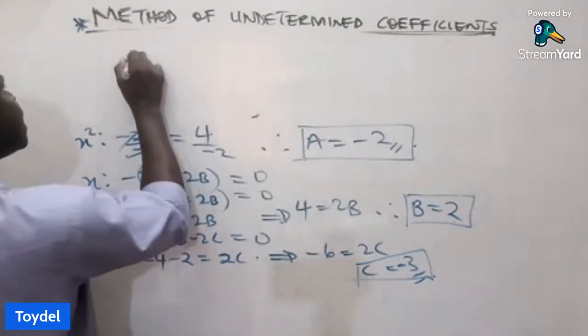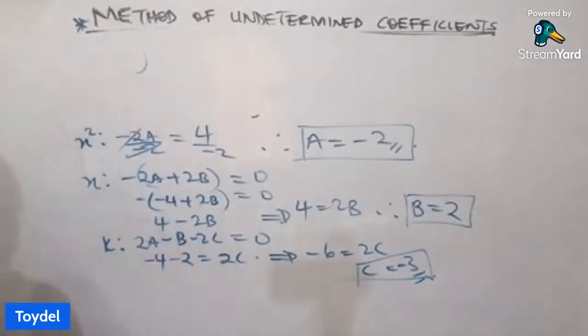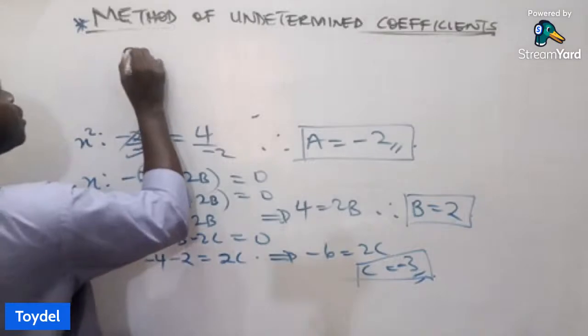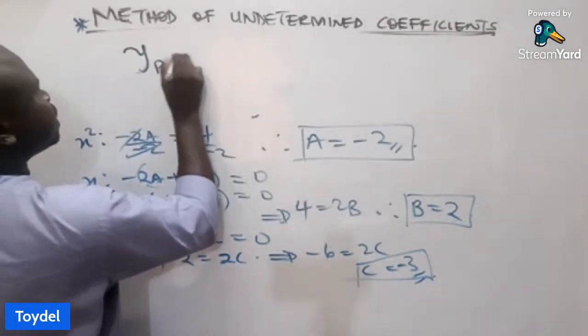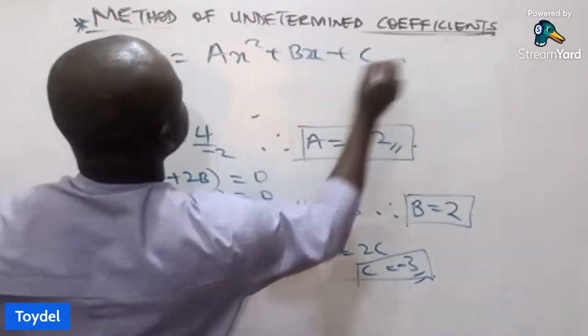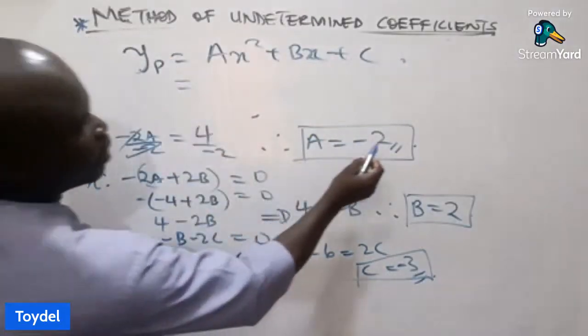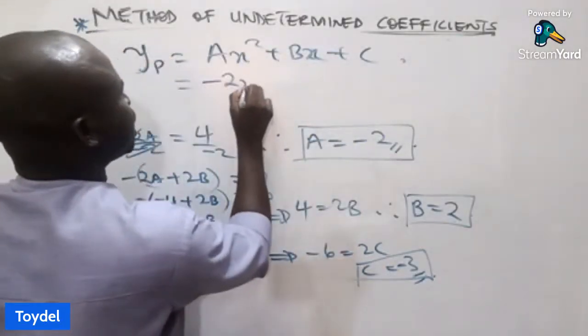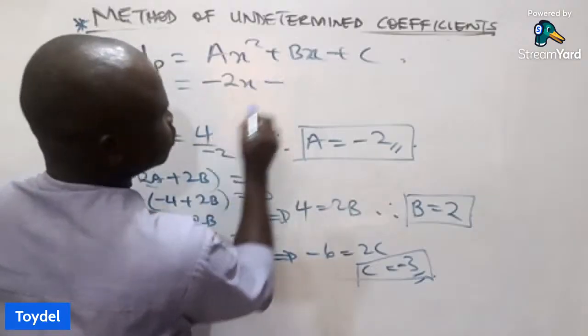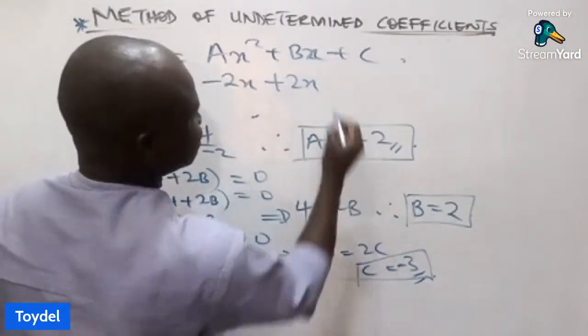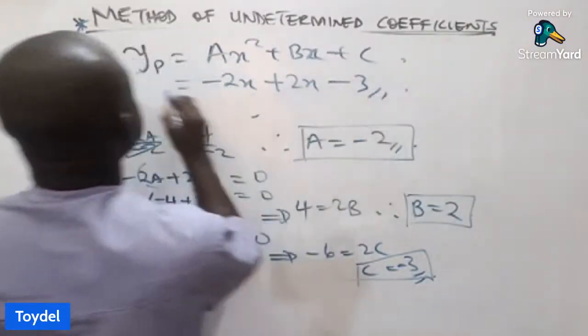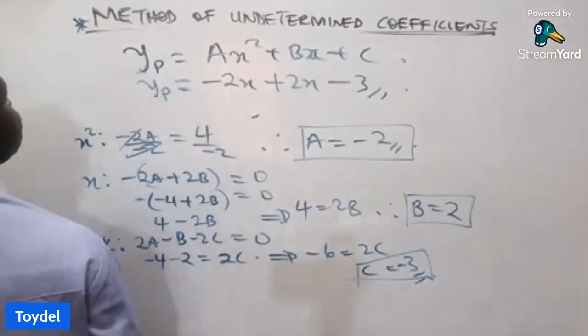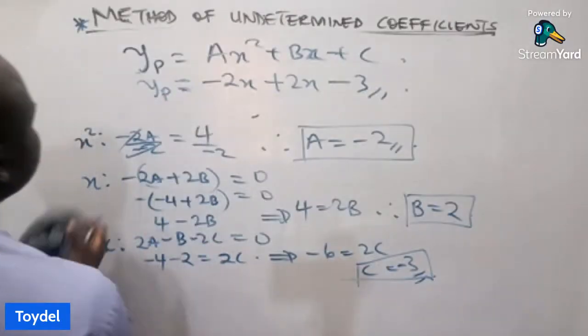What is y of p? The particular solution is assumed as what? Y subscript p we assume to be ax squared plus bx plus c. So we have got the value of a to be minus 2, so we say this is minus 2x squared, b is 2, plus 2x, then c is minus 3. So this represents the particular solution using the method of undetermined coefficients.